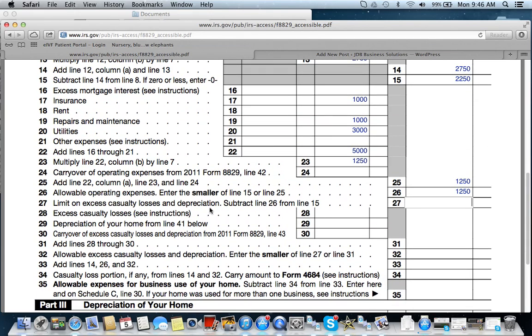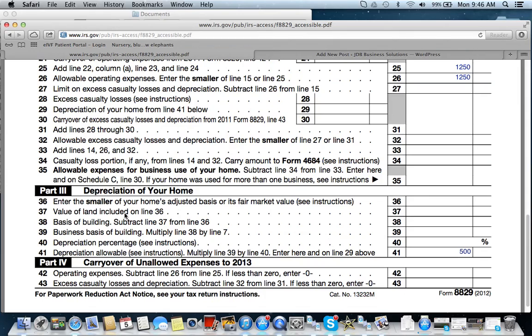All right, limit on excess casualty losses. We're not going to worry about that. Excess casualty losses, not going to worry about that. Okay, depreciation of your home. There's a whole section down here, part 3, that shows you where to get that. Okay, well, let's go through it real quick.